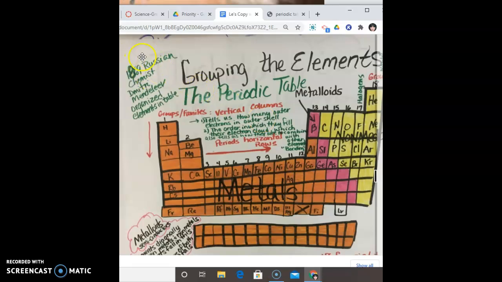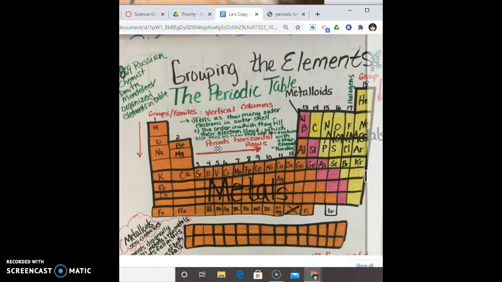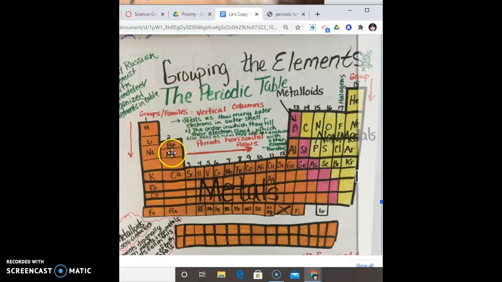So in 1869, a Russian chemist named Dmitry Mendeleev organized the elements in the table. The elements going down are called groups or families. Going across, the horizontal rows, are called periods. Okay? These are called periods. So down is groups or families. Across is called periods.